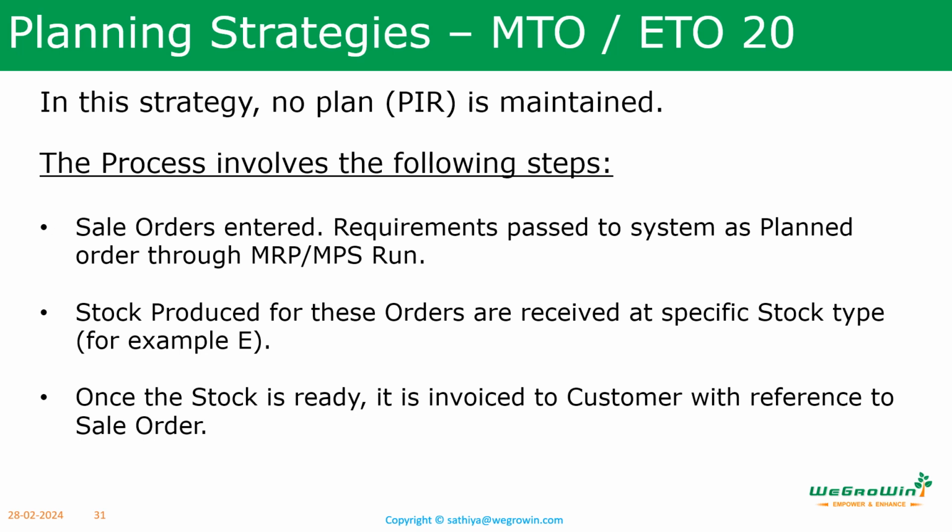For make to order or engineer to order, mostly planning strategy 20 is used. When we use this strategy, there is no need of maintaining a planned independent requirement. PIR is not required. The steps involved when we use this strategy are: the sales orders are entered, and the requirements are passed to the system as a planned order through an MRP run or MPS run. The stocks are produced for this order or procured against this order, and they are stored in a special stock type with indicator E. Once the stock is ready, it is invoiced to the customer with reference to the sales order.